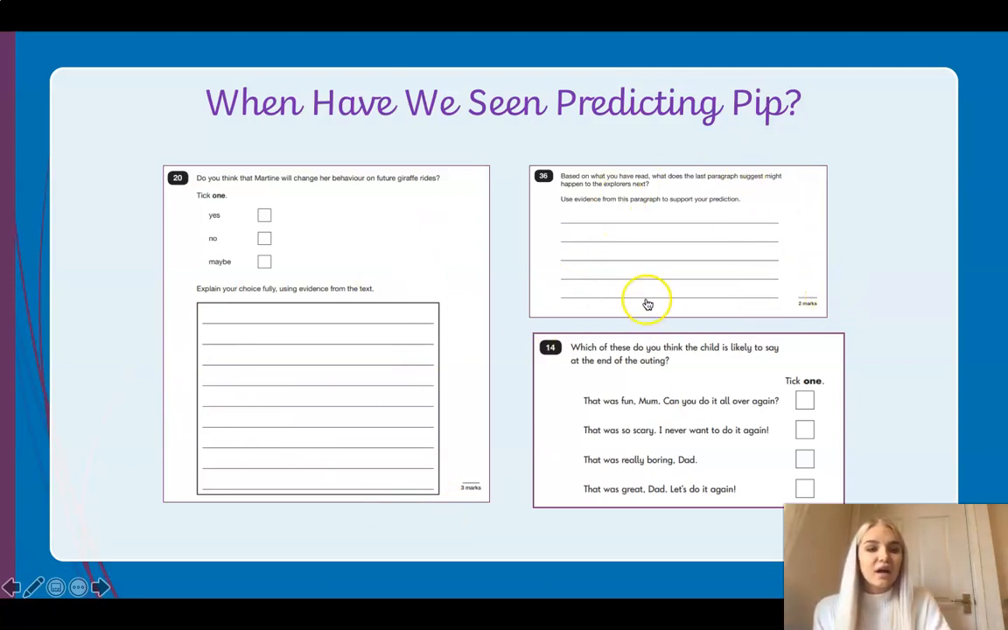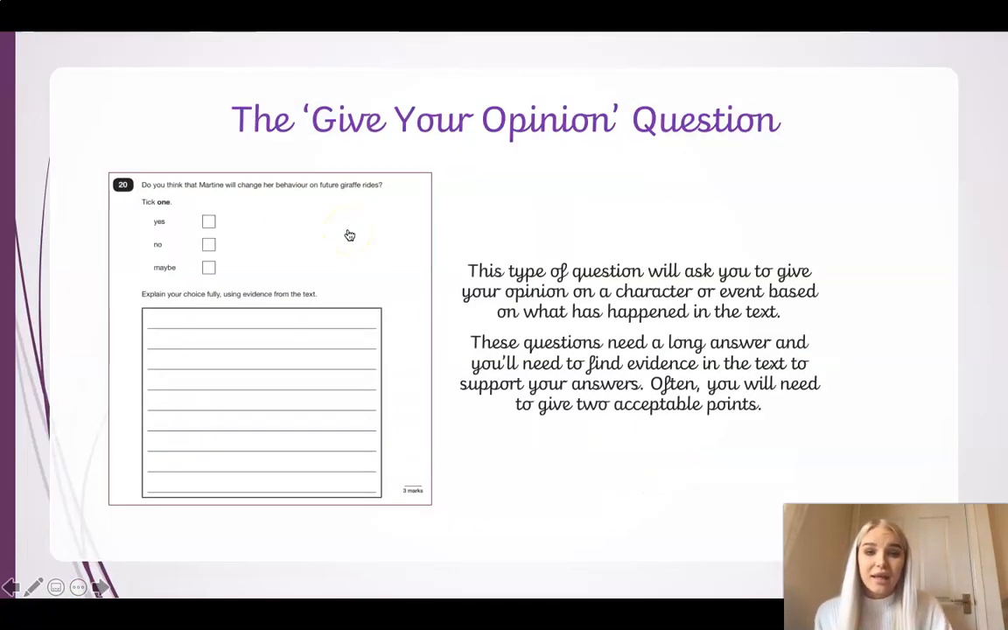The next is asking you to look at something based on what you've read and what does the last paragraph suggest, again using evidence to support your prediction. And the number 14 gives you a statement and it gives you a multiple choice answer, asking you to tick 1. Now today we are again going to look at the give your opinion question, which is this one here.